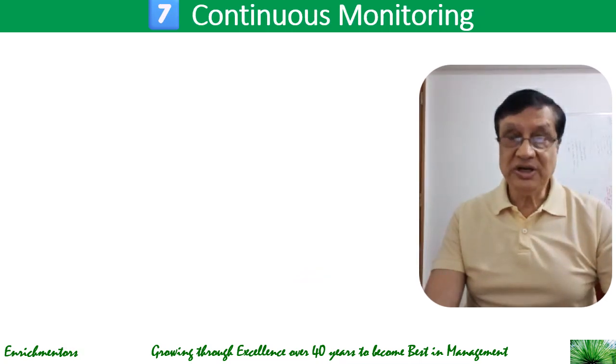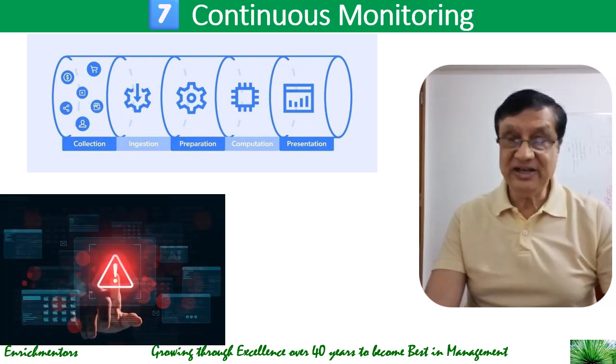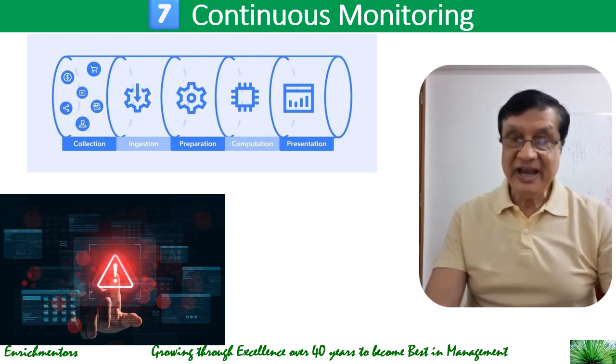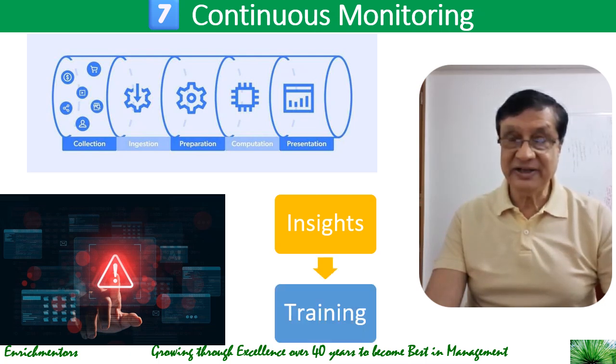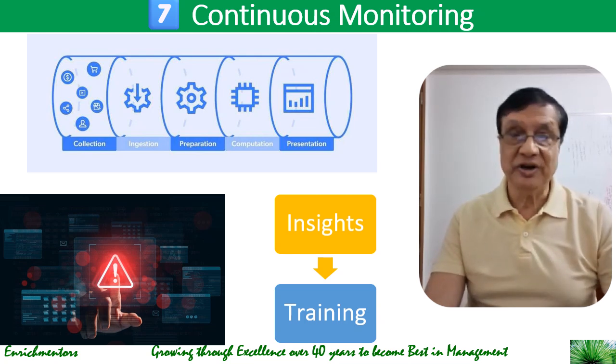Then you need to do continuous monitoring, and for that you need to automate the pipeline so new complaints get analyzed in real time. Set up AI alerts when a specific issue spikes unexpectedly, and feed the insights back into operations, product design and customer service teams for training. So that's about continuous monitoring.